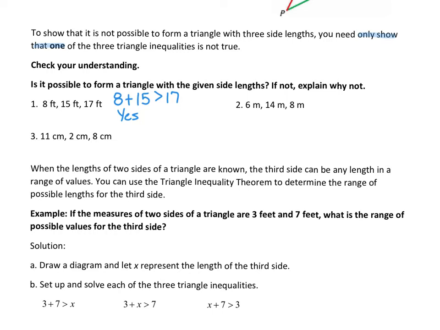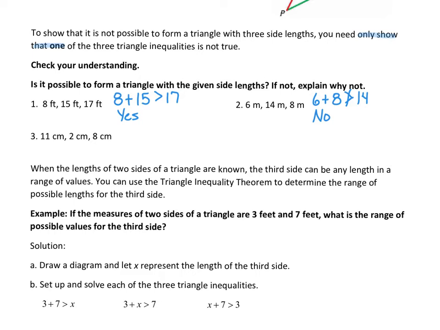If we look at example 2, we have the lengths 6 meters, 14 meters, and 8 meters. In this case, if I do 6 plus 8, that's actually equal to 14, so that is not greater than 14, and I just put a greater than sign with a slash through it. So my conclusion there would be no, we cannot form a triangle with those lengths. And my explanation is just that inequality with the slash through the greater than sign.